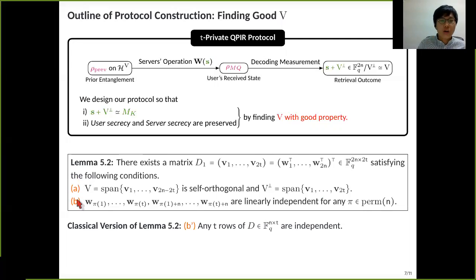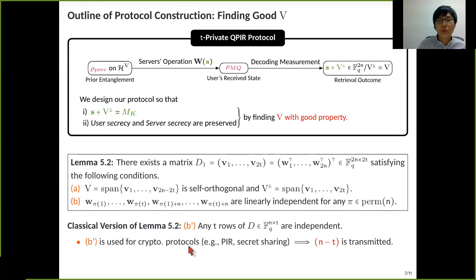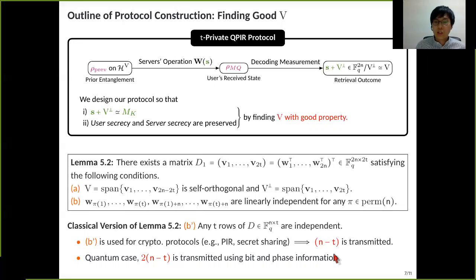For explaining the intuition of how we can construct it, I want to explain the classical one. The classical version of this lemma is written like this: any t rows of some matrix are independent. In many classical cryptographic protocols, such as PIR and secret sharing, this property has been used. In that case, n-t information is transmitted by this method. In our protocol, we use a similar approach, and we achieve 2(n-t) information. We make this 2(n-t) transmitted because we use the bit information and phase information for transmitting the classical information. So this is the idea of how we construct our QPIR protocol.